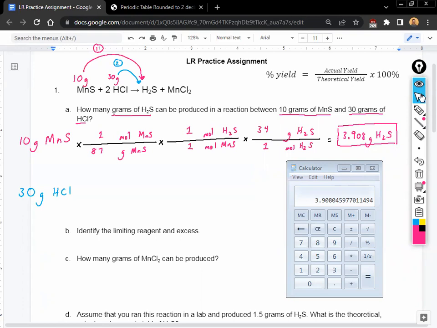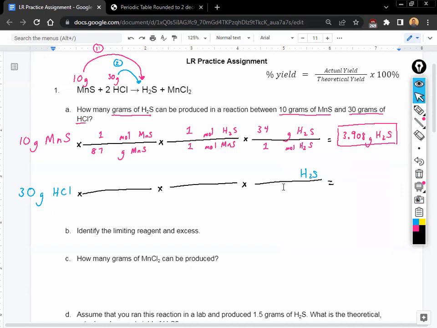Okay, so from there, I'm going to have you try the second problem on your own. Like I said, you have two starting numbers now, so you have to do stoichiometry two times. The first one we just did together, the starting number was 10 grams of MnS. Now we need to do a stoich problem with this number right here. Same thing as usual: you're going to set up three fractions, and then find how much H2S you can make using your 30 grams of HCl.